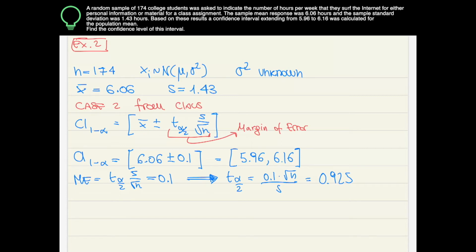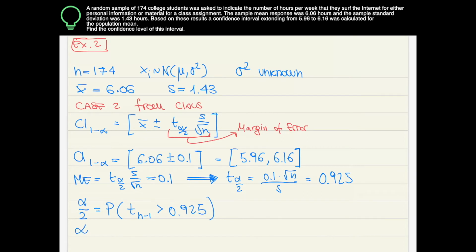So we know that alpha over 2 is the probability, very similar to the previous exercise point B. So have a look at the picture we drew back then. We know that alpha over 2 has to be the probability that a t-distribution with n minus 1 degrees of freedom is higher than 0.925. So you can compute these in a straightforward way.